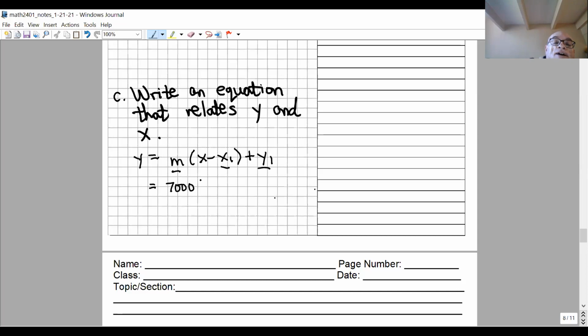So you have 7,000 here, X minus X1, and the X1, Y1 is some point on the line. That's the coordinates for some point on the line. Any point on the line will work. That's a great thing about straight lines, by the way. Any point on that line will work. So do you know some points on the line?